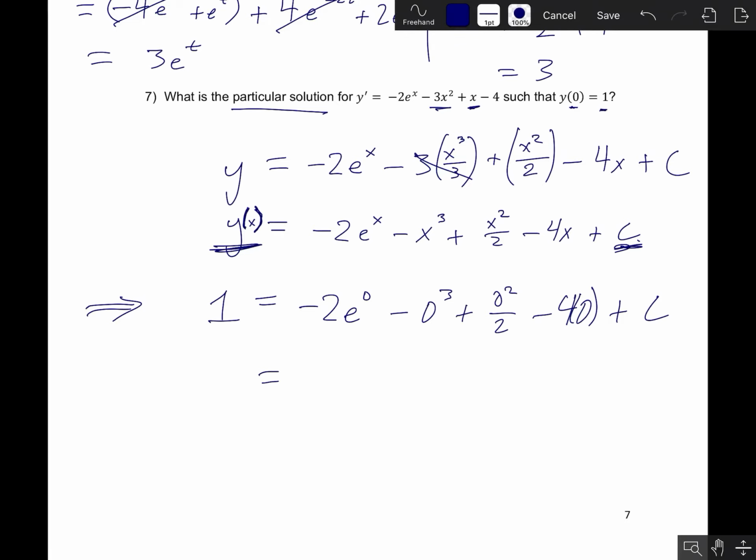So thankfully most of these terms are going to be zeros, but notice that the first term is not 0. The first term is a negative 2e^0, which would be a negative 2 times 1. So that's a negative 2, and then minus a 0 plus a 0 minus a 0 plus a c.